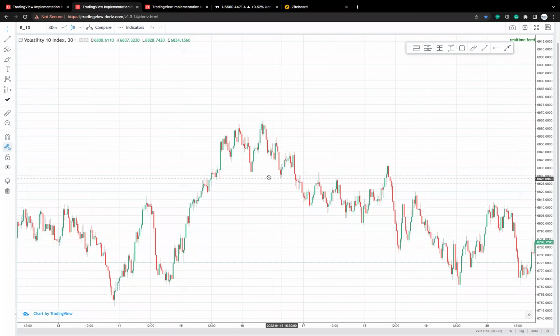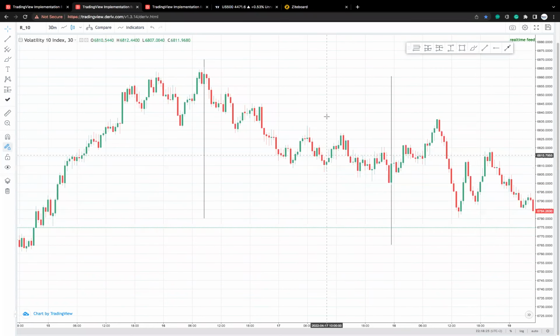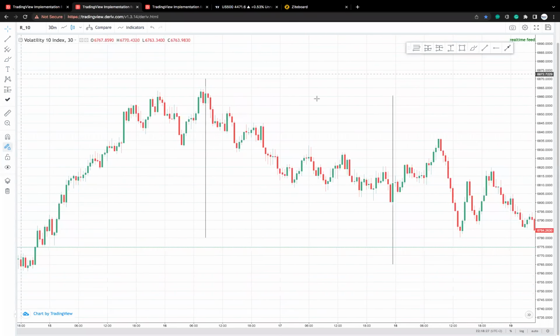Now, talking about the bearish market structure, I'm on the 30-minute time frame, and this is the Volatility 10 Index, which I am analyzing from tradingview.deriv.com. Now, this session here from this point down to somewhere around here is an example of our bearish market structure.